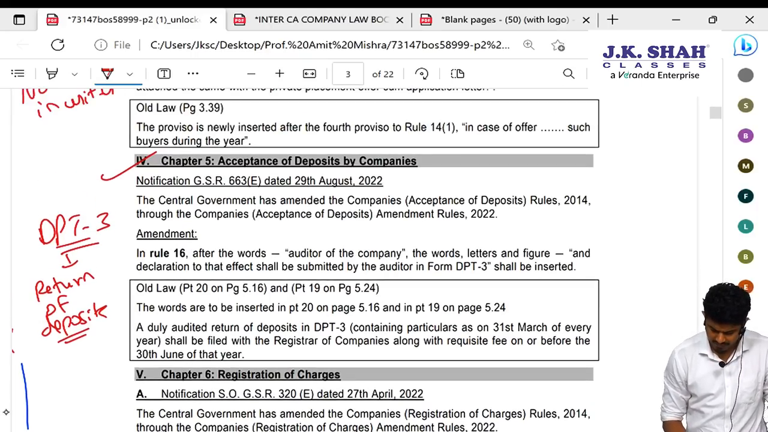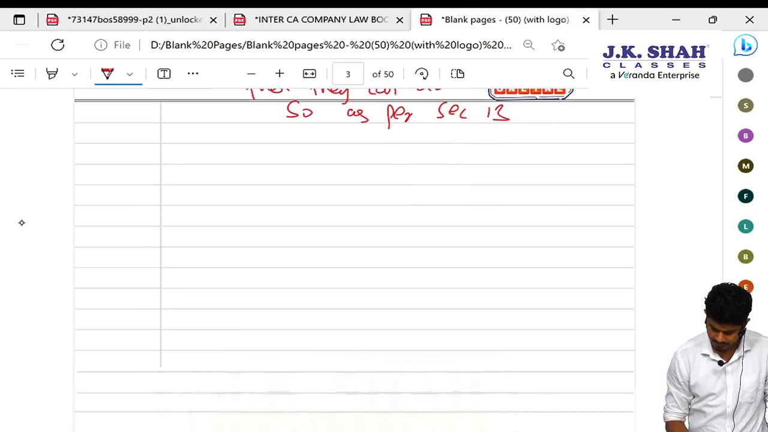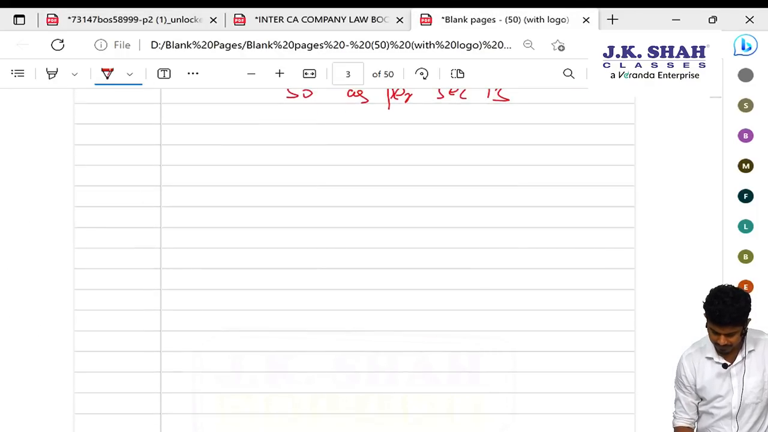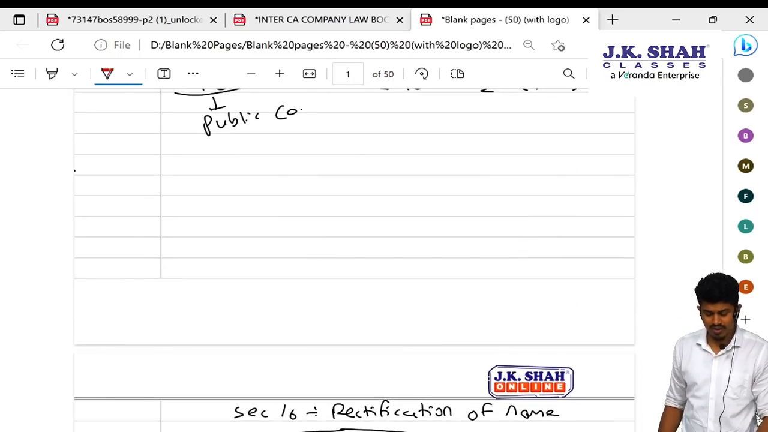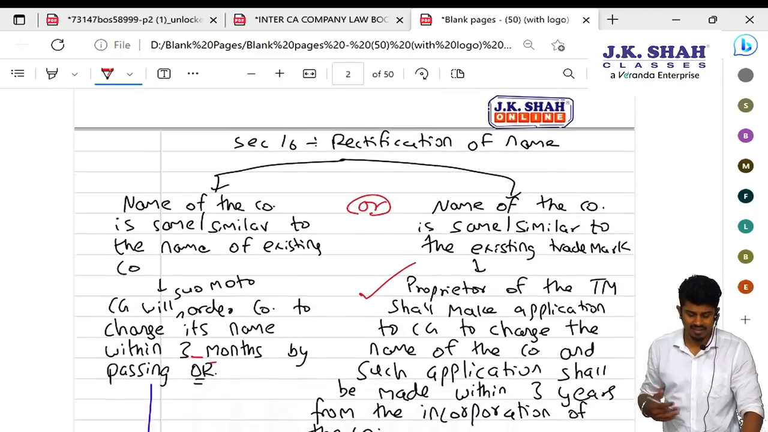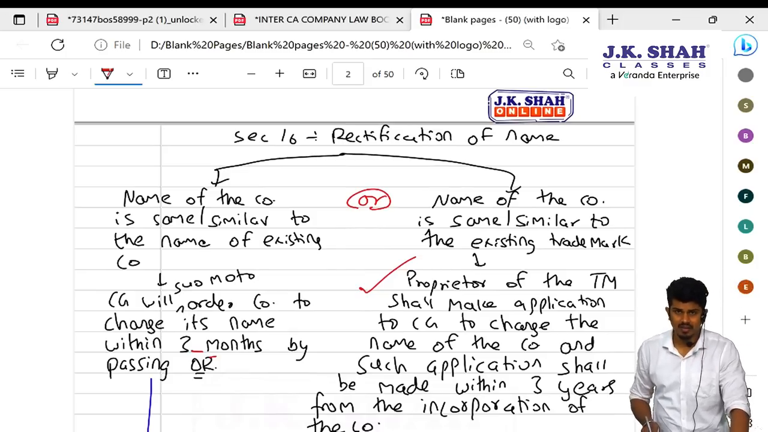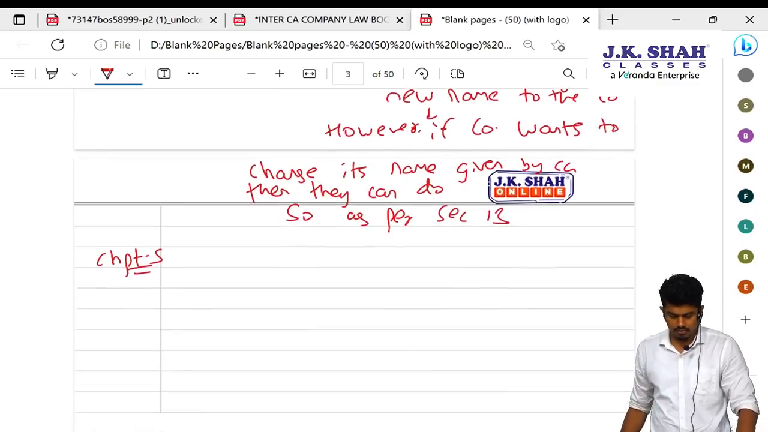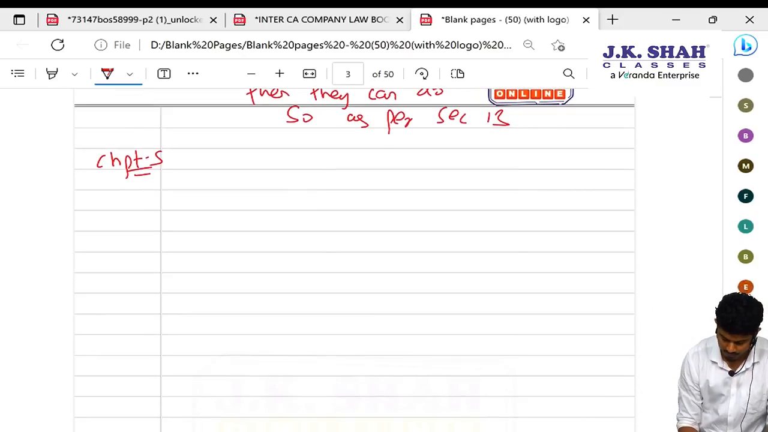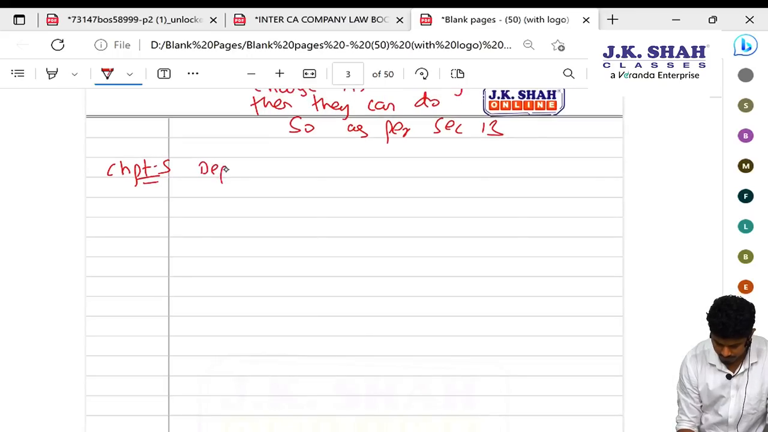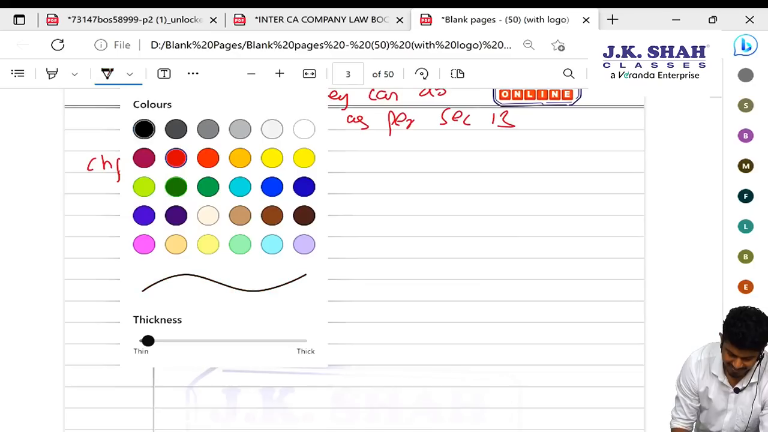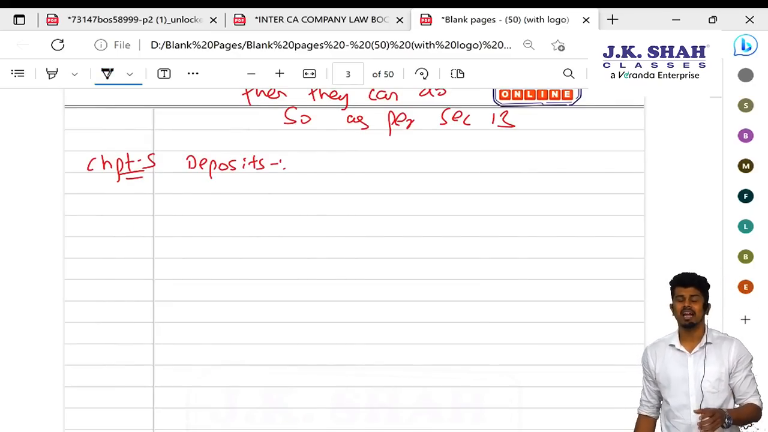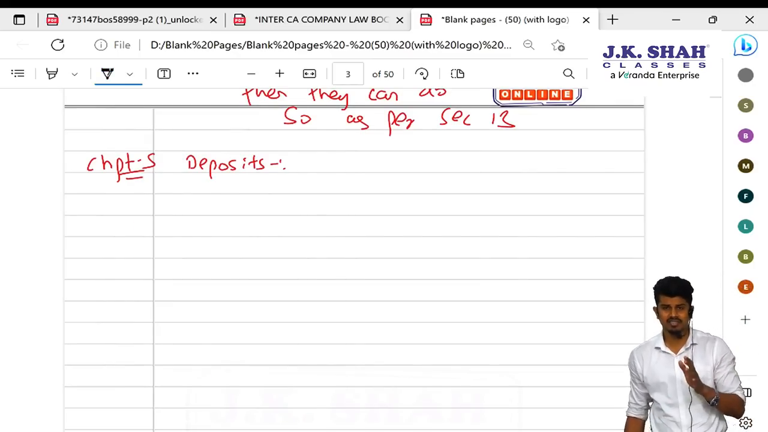So for chapter 5, I will write it down over here. See, if you want this theory, if you want to copy this theory, then you can simply pause the video and copy, because giving time for copying is a complete waste of time for you guys and for me also. Okay, so now chapter 5, which talks about deposits. In this chapter the amendment is a very small amendment. I don't think the institute will ask a question from this, but still we have to cover it.